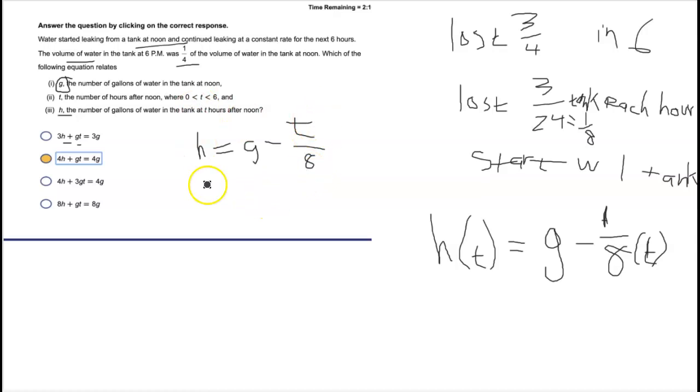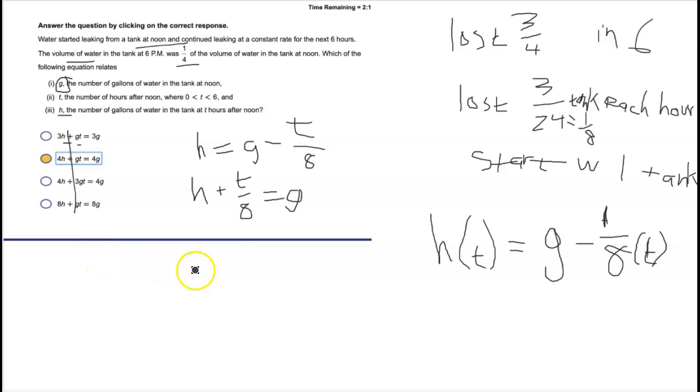So, of course, if they want H and T on the same side, we give them that, right? And it looks like they all start with H, so I'll start with H. H plus T over 8 equals G, right? That's how I'm going to get there. I'm going to aim at the right format, H and T on the left, and then just the constant gallons in the full tank on the right-hand side of the equation.